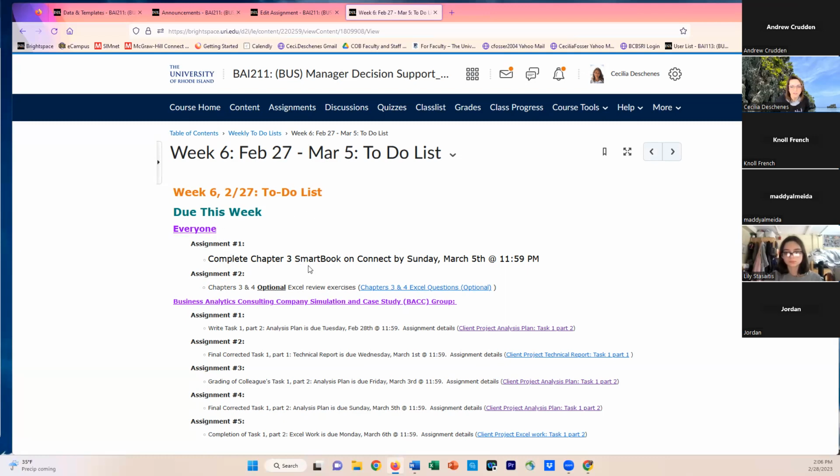Everyone needs to read the chapter 3 SMART book. That's due Sunday night, and it's going to be a big review for the most part. There are a few things in there that might be a little bit new, but it's very much a review of all the stats you learned prior to my class, or should have learned. And then there's an optional chapters 3 and 4 Excel, which is a nice one to keep working on your Excel skills.